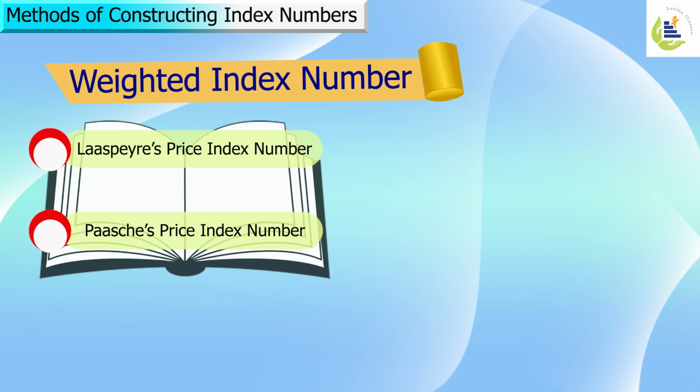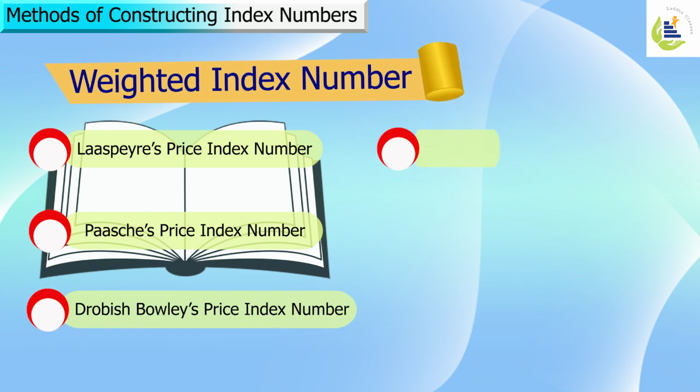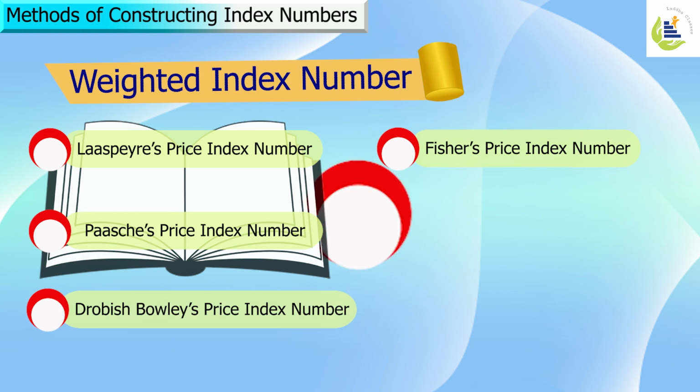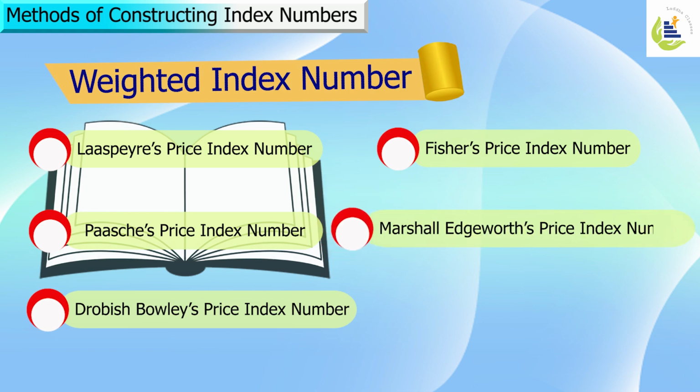So other names in weighted index numbers are Drobish-Bowley's index number, Fisher's price index number, Marshall-Edgeworth's price index number, and Walsh price index number.